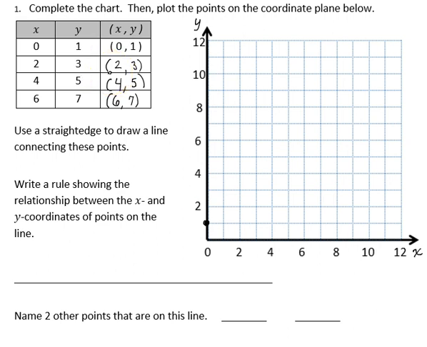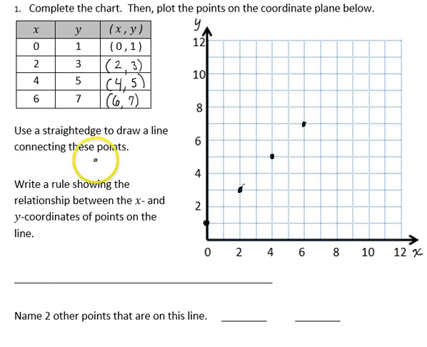The next point is at (2, 3). Start at the origin, move over 2, up 3, and put a point there. The next ordered pair is (4, 5). I'll start at the origin, go over 4, up 5, place a point there. And my last ordered pair is (6, 7). I'll move over 6 and up 7, and I'll place a point there. So now I have all 4 of my points plotted.